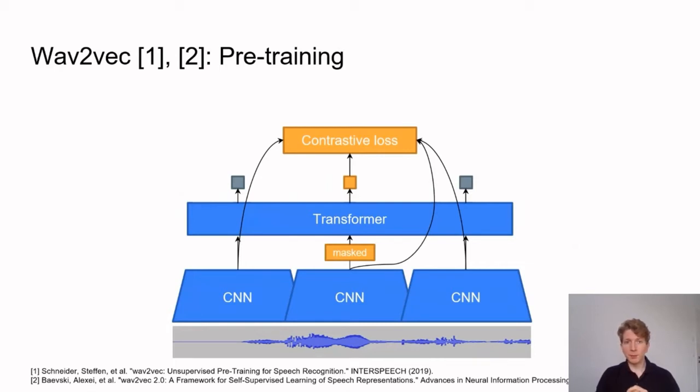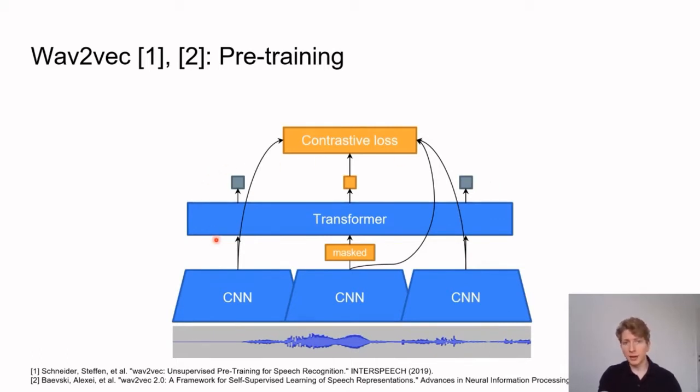Self-supervised representation learning combined with supervised fine-tuning has found many successful applications in many domains such as computer vision, natural language processing, or even reinforcement learning. Now, Wave2Vec is an application of this concept to speech data. In Wave2Vec, raw audio inputs, shown here on the bottom, are first transformed by convolutional neural networks to produce intermediate representation vectors. These vectors are then further transformed by a transformer model to produce the final representation vectors.